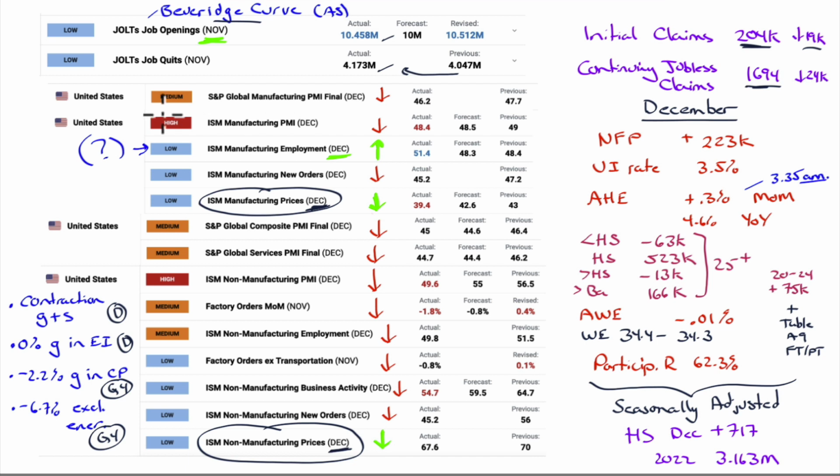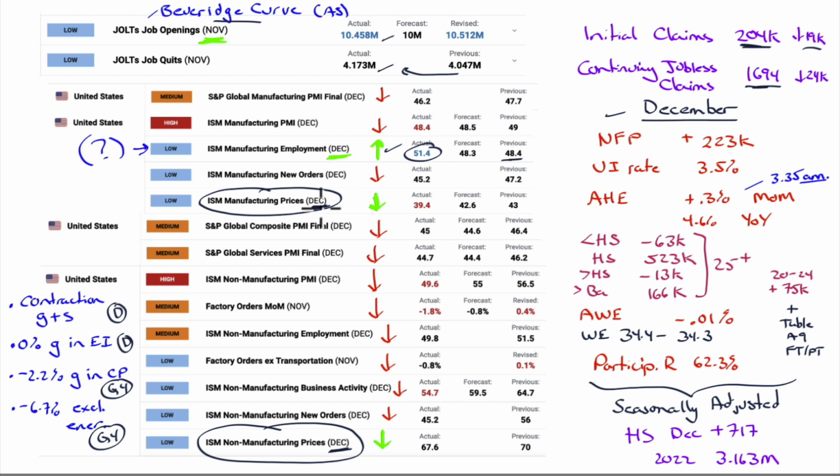Let's do some of the PMIs before we get to December non-farm payrolls, because there's quite a bit to unpack here. What I've done down here, any red arrow is bad news, any green arrow is good news. So let's look at the good news. ISM manufacturing employment, 51.4 from 48.4. That means companies are anticipating adding to their employee count in a tight job market. Well, that's good news for jobs, right? Up it goes, but bad news for rates and bad news for stocks if we think rates are going up because of that.